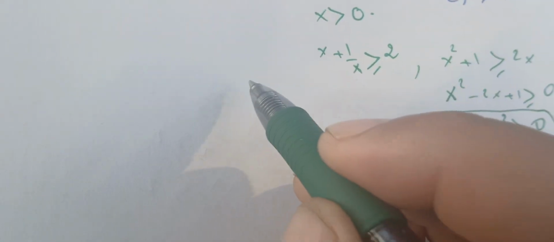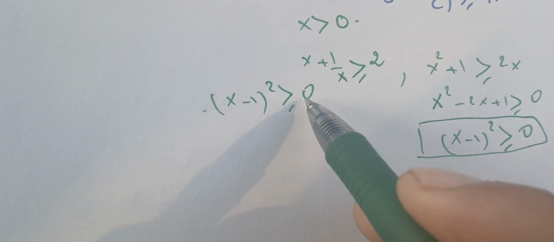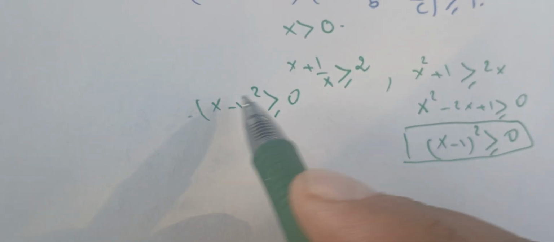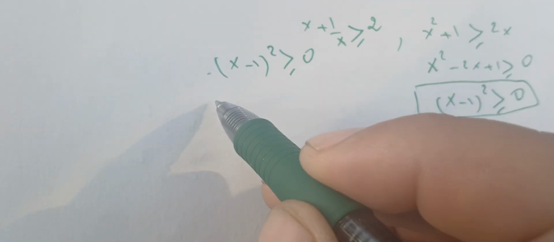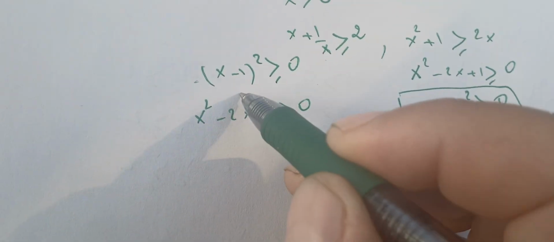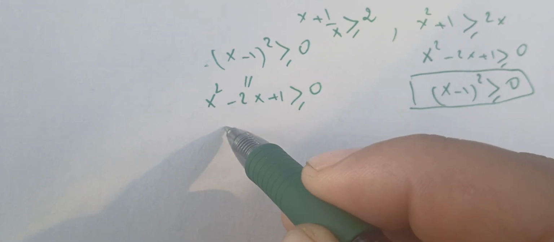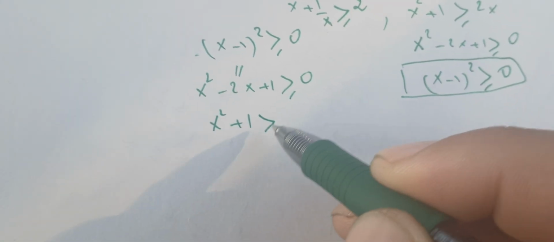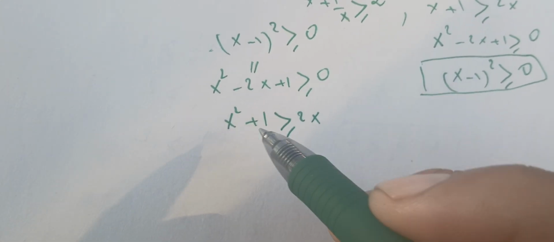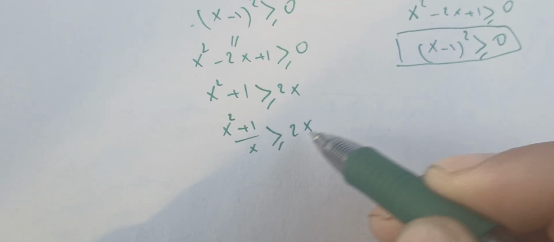We can say that (x - 1) squared is always bigger than or equal to 0, because it is a square. We can expand it, so we have x squared - 2x + 1 bigger than or equal to 0. Now we can add 2x to both sides, and we have x squared + 1 bigger than or equal to 2x. Since x is positive, we can divide everything by x, and we have (x squared + 1)/x bigger than or equal to 2x/x.